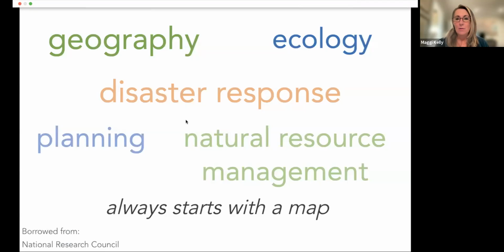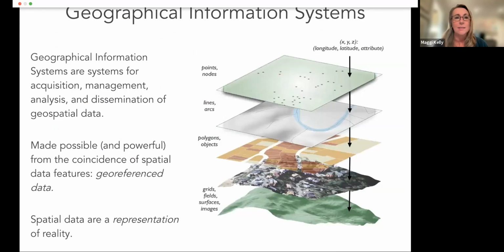So I'm going to talk to you about some of my work, and I really believe all of these fields that we're interested in: geography, ecology, planning, anytime you're doing disaster response, anything natural resources management, it always starts with a map. Now, I borrowed this from our U.S. National Research Council. They have a monograph that says disaster response always starts with a map. But I think everything always starts with a map, really. And to me, a map, in all of our terminology, means a GIS. And all of us are GI science people.